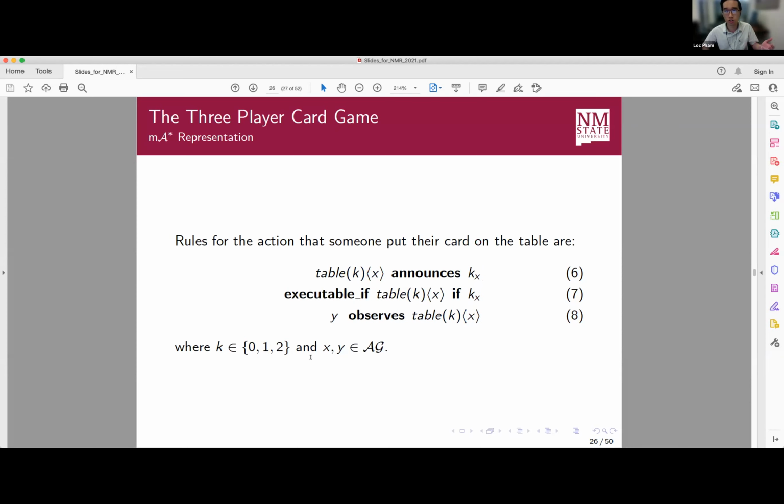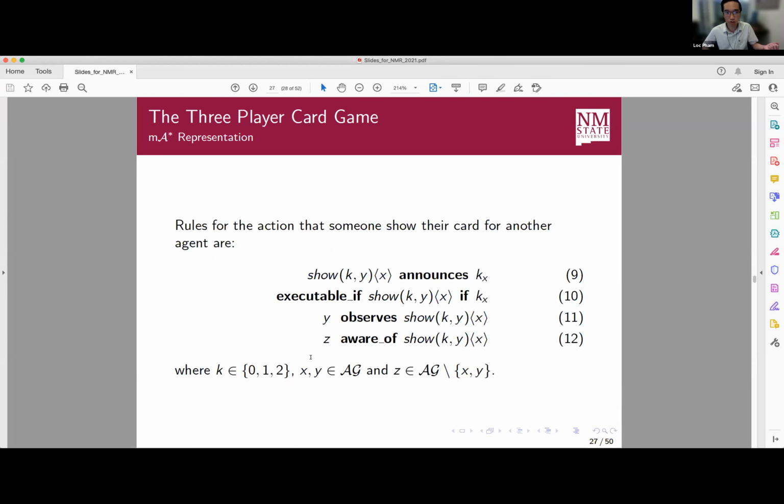The last 2 actions are someone putting down their card on the table, or someone showing another one their card, and these 2 actions can be understood as announcement actions, with the effect that they announce their value to everybody or to someone. The only difference is that for the action where someone puts down their card on the table, everyone in the room can fully observe this action. But for the action where someone shows another one their card, just the one who has been shown will know the value of this card. The others just know that the action happened, but don't know the value of that card.